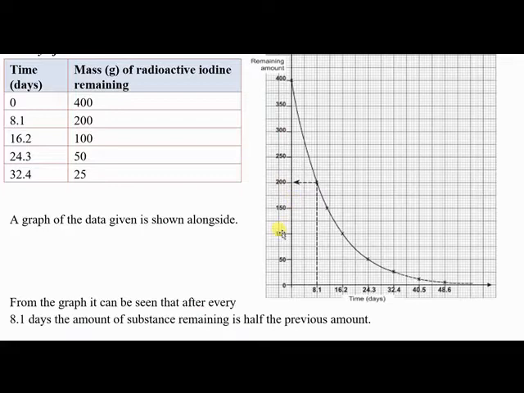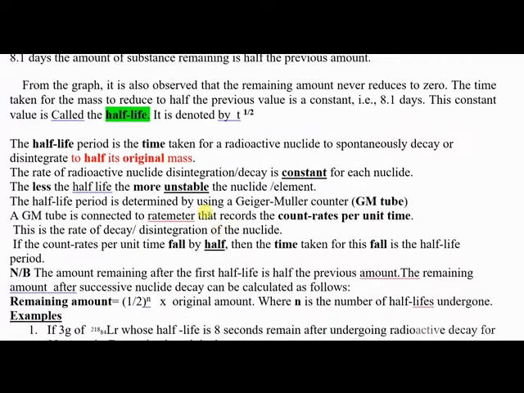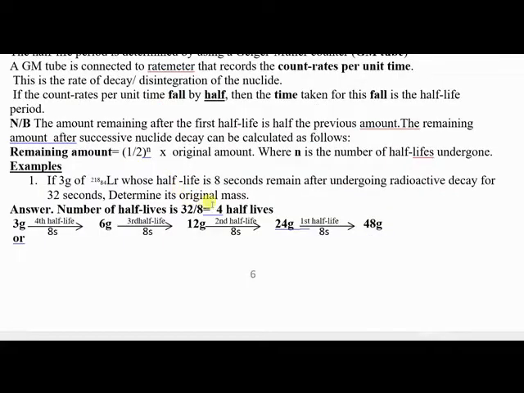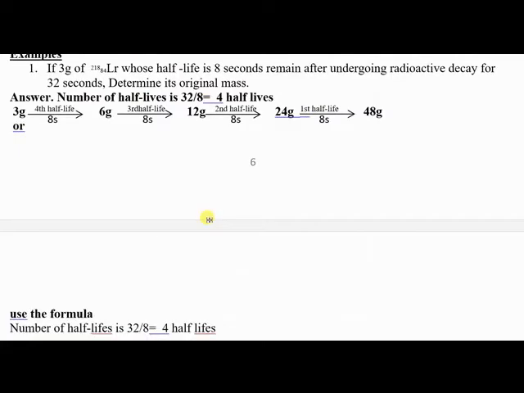From 200 to 100, that's another half-life. From 100 to 50, that's another half-life. So here, from 400 to 50, I will count how many half-lives. 1, 2, 3. We'll have 3 half-lives, right? But a single half-life is the time taken for a nuclide to decay to half its original mass. Having done that, now I think we are ready to go to the questions and do the questions.